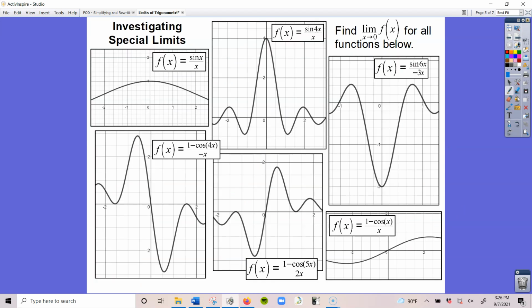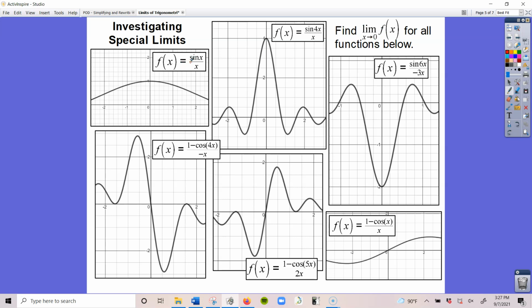Now, let's have a look at a couple of other trigonometric limits. There's something called a special limit. And before I introduce what those special limits are, we're going to look at all of these equations and their graphs and evaluate the limits as x is approaching 0.